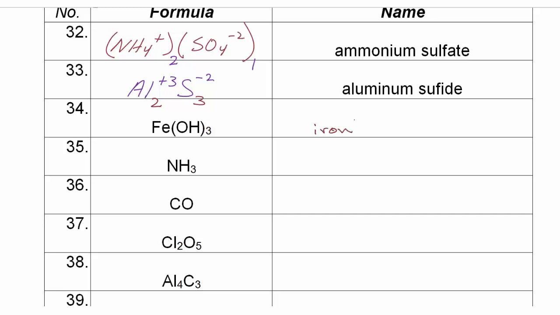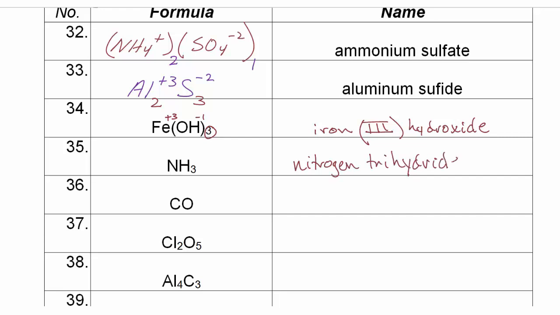Iron, it's a metal, so it's a transition metal, so you have to give its charge in parentheses. How do I know it's 3? Because that 3 is right here. This is a 1, so hydroxide's a -1. Iron(III) hydroxide. Nitrogen trihydride. It's also ammonia.